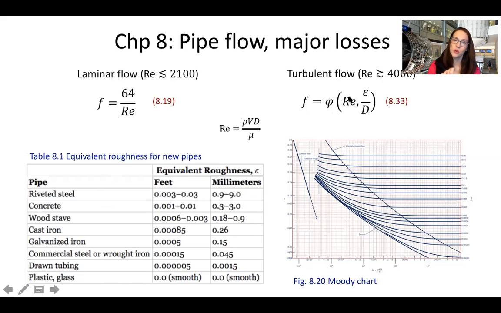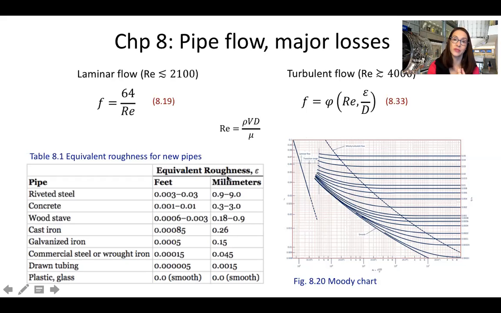You do have formulas. There's the Colebrook and Haaland formula, but in practice, people tend to use a Moody chart to find the friction factor for a turbulent flow. We'll look at a bigger version of this on the next slide. What do you need to know to pick the friction factor off the Moody chart?